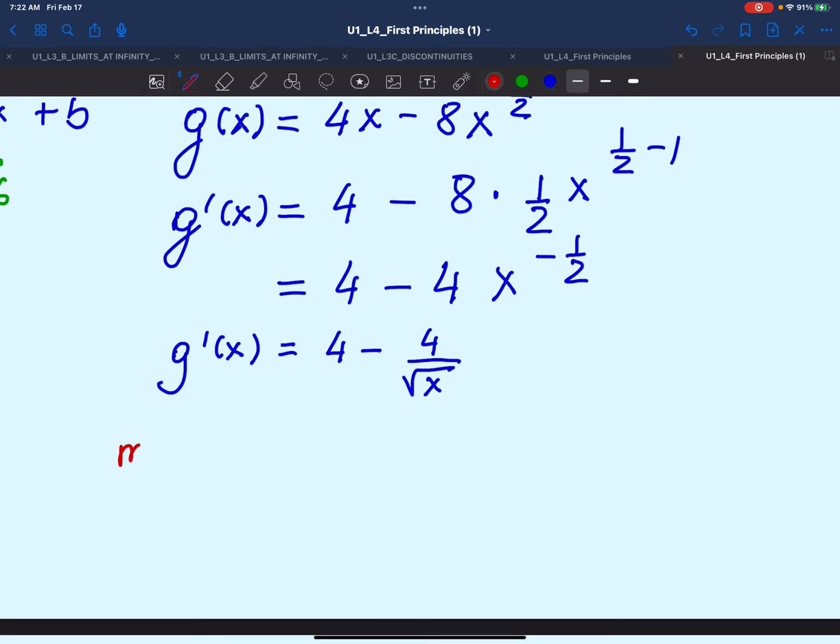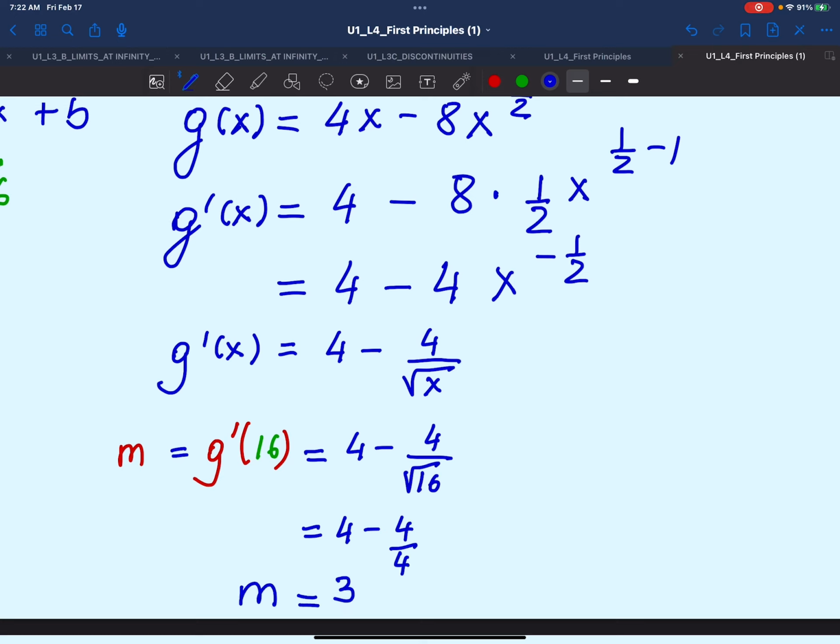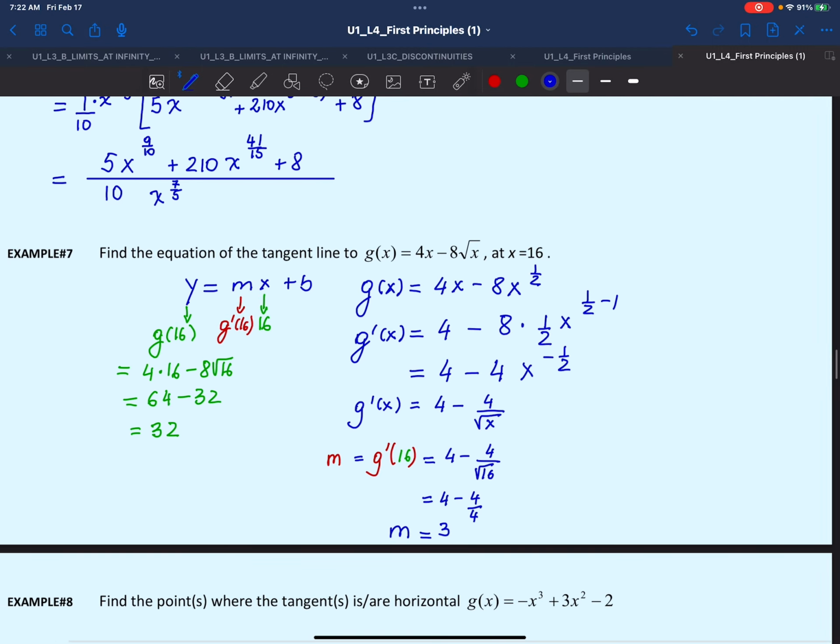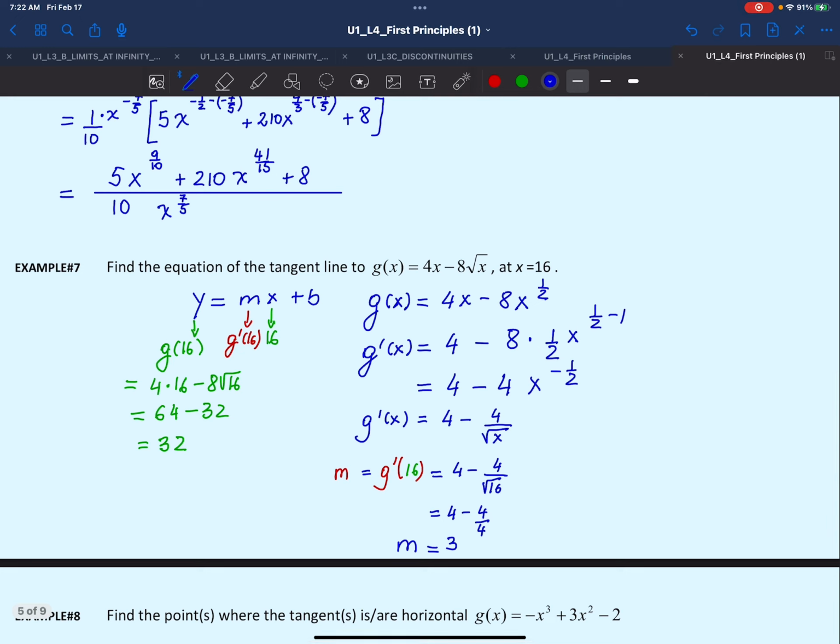Now remember that the slope in our case was equal to the value of the derivative at 16. So we'll replace x by 16. So we have 4 minus 4 over √16, or 4 minus 4 over 4, which equals 3. So therefore, we're going to say that the slope equals 3. So now we know that the y value is 32. I'll continue writing it here. The slope is 3 at the x value of 16, and b is still unknown.